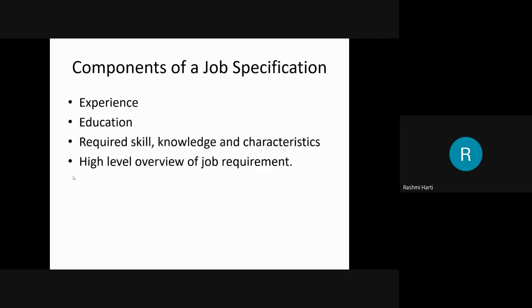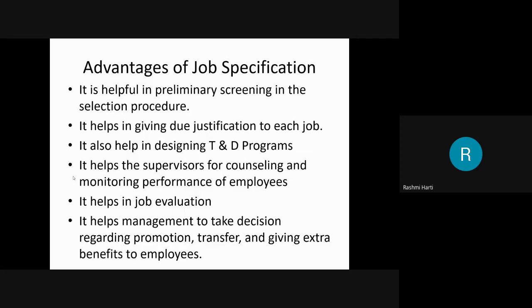So understand here. The components of job specification are: first is experience, second is education, then skill, knowledge, and characteristics required, and a high level overview of the job requirement that is being looked for. That consists in job specification.